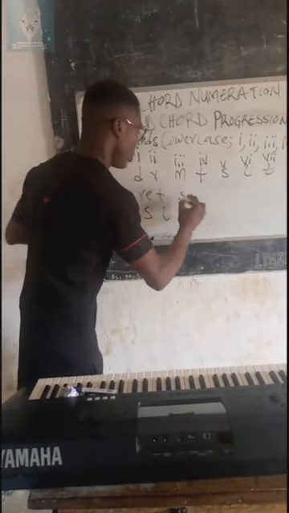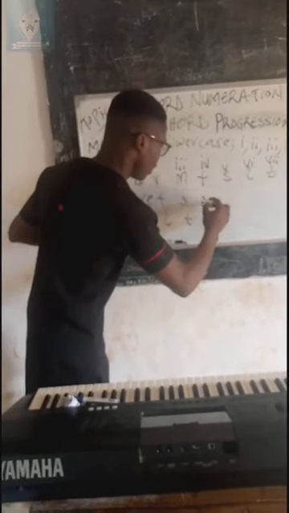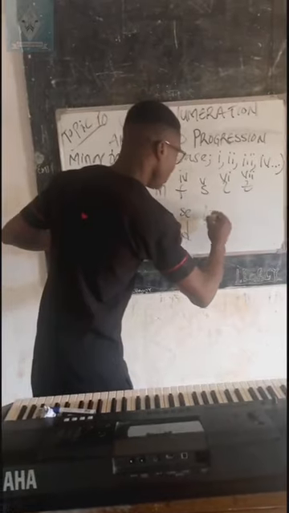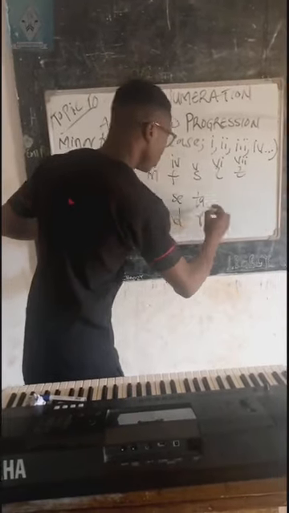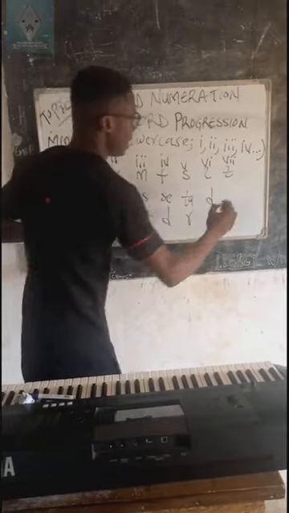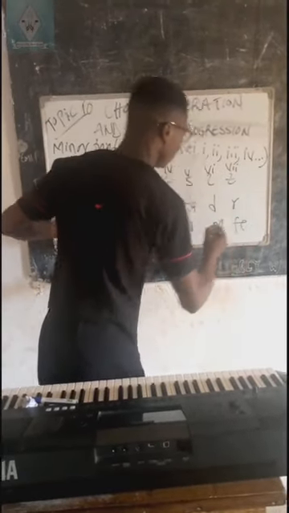And this is the minor triad built on mi. This is the minor triad built on fa. This is the minor triad built on so. This is the minor triad built on la. This is the minor triad built on T.